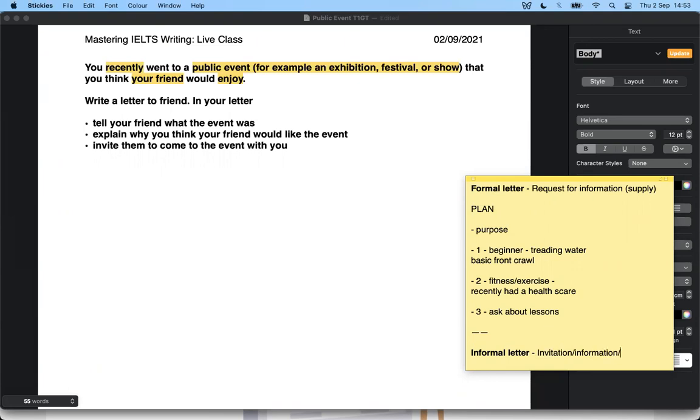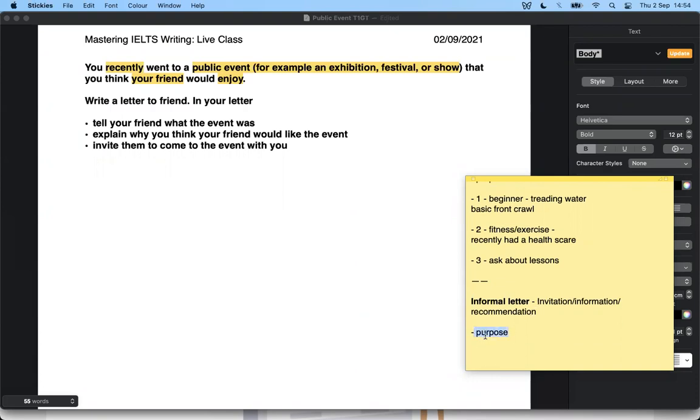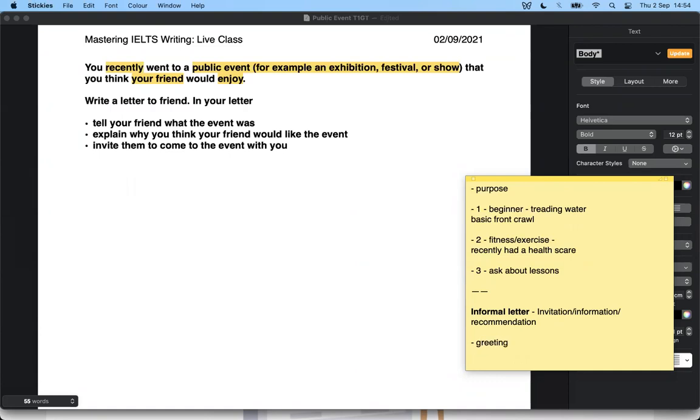So it doesn't really matter what you write here, it's just that writing these things down, invitation, information, recommendation, just helps you to stay grounded in the letter. It just helps you to acknowledge what the purpose is so that you don't go off and talk about things unrelated to the letter. And you'll be able to use vocabulary that's appropriate for the purpose. So again, we're going to have that purpose sentence. Not always important for an informal letter, by the way. And sometimes instead of a purpose, we start with just a greeting. I think that's what we're going to do here. You know, how are you? How's everything going? Et cetera, et cetera.